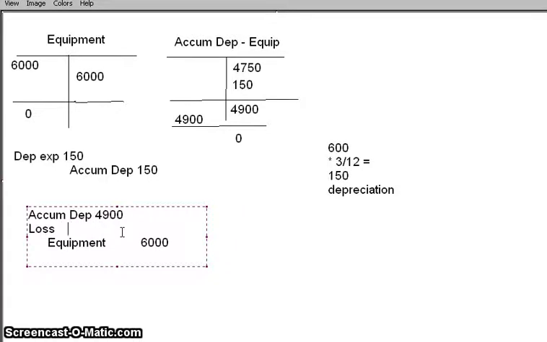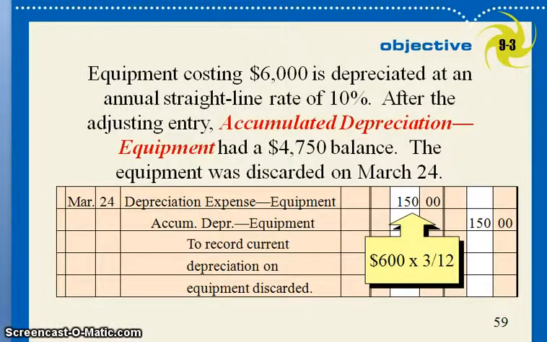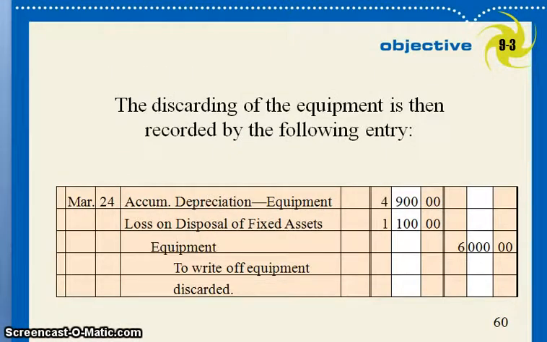Maybe I'll just write loss disposal. But $1,100, and that's going to make your journal entry balance. So this is the journal entry to take the equipment off the books and to record the loss. As you can see, it's the same here in your slides.